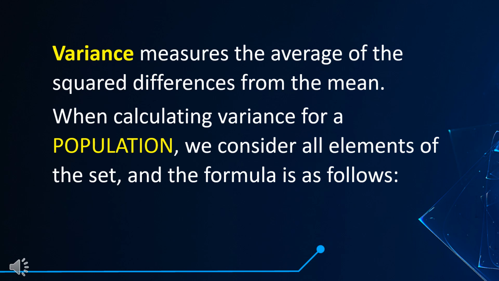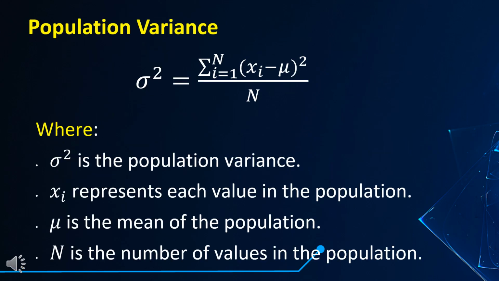When calculating variance for a population, we consider all elements of the set, and the formula is as follows, where sigma squared is the population variance, x sub i represents each value in the population, mu is the mean of the population, and uppercase N is the number of values in the population.